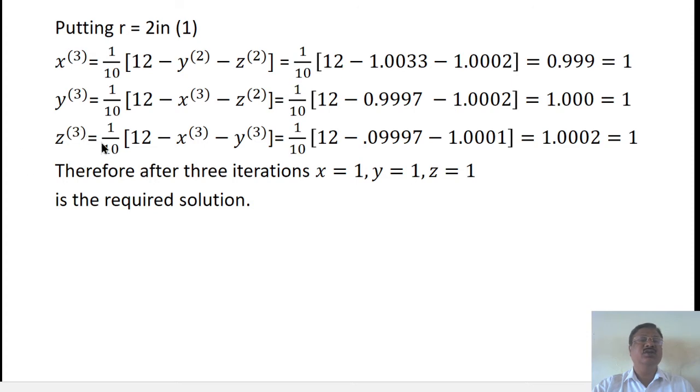So z raised to 3 is equal to 1 upon 10, 12 minus x raised to 3 minus y raised to 3, which is 1 upon 10, 12 minus 0.9997 minus 1.3001, which is 1.0002, which is 1. So therefore after 3 iterations, x is equal to 1, y is equal to 1, and z is equal to 1 is the required solution.